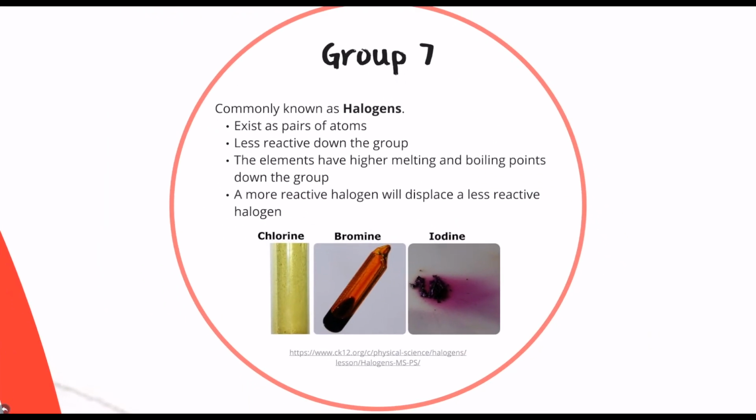Group 7 is commonly known as the halogens. They exist as pairs of atoms. They are less reactive down the group because the outer shell is further away from the nucleus, so the electrons don't feel as strong an attractive force, so it's harder to gain an electron. The elements have higher melting and boiling points as you go down the group, and a more reactive halogen will displace a less reactive halogen.